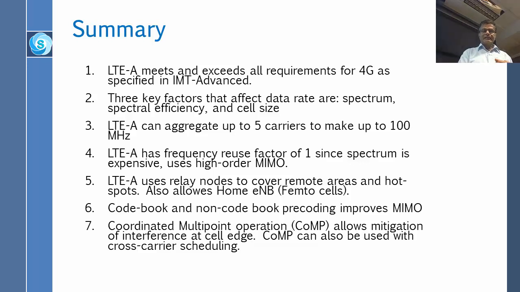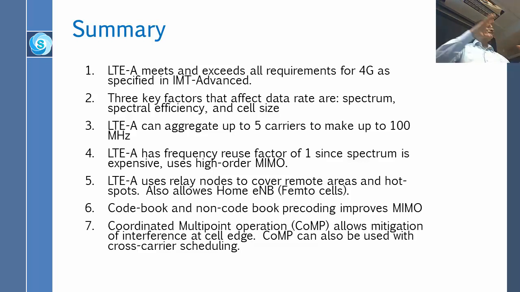Okay. LTE-A can aggregate up to 5 carriers to make up to 100 megahertz. So they can aggregate up to 5 carriers, and obviously they have to be 20 megahertz each. And they can aggregate less than 20 megahertz too, but then you won't make up to 100 megahertz, right? To get 100 megahertz, you will need 20 megahertz times 5. LTE-A has a frequency reuse factor of 1.